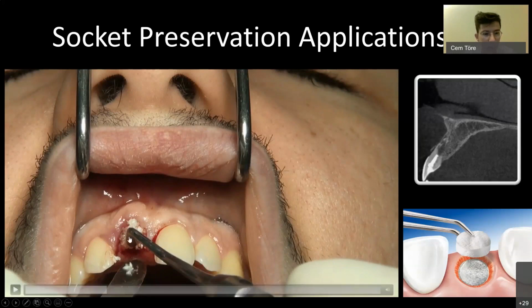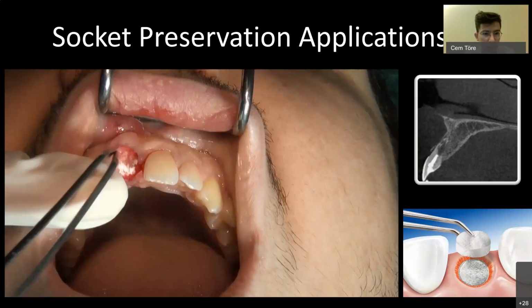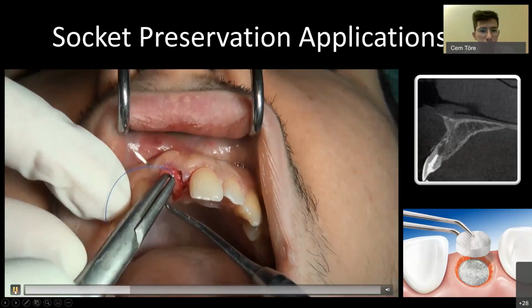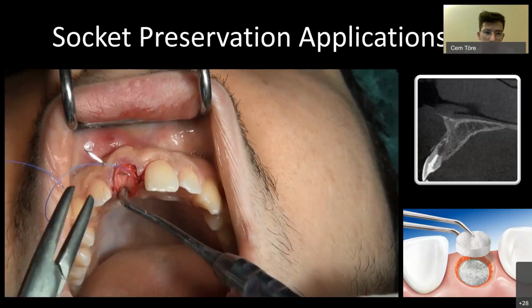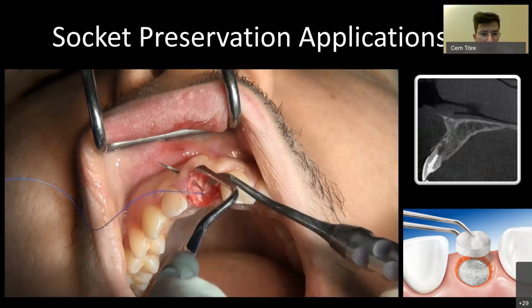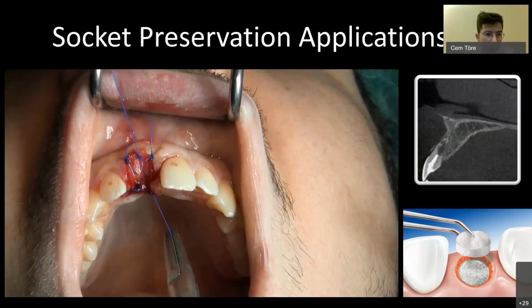We cannot use a very wide tool like a periodontal elevator, but we need to use something like an amalgam condenser, like we are using here. You really need to be able to compact the graft towards the apex. And then we place our collagen membrane. This is a nylon suture. We will talk about this suturing towards the end as well. 3 sutures to the buccal side, 3 sutures to the palatal side. And then we are done.